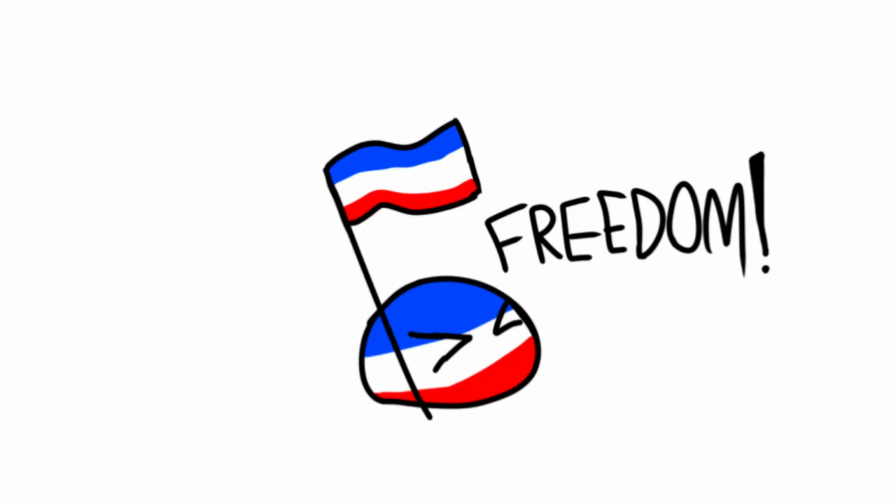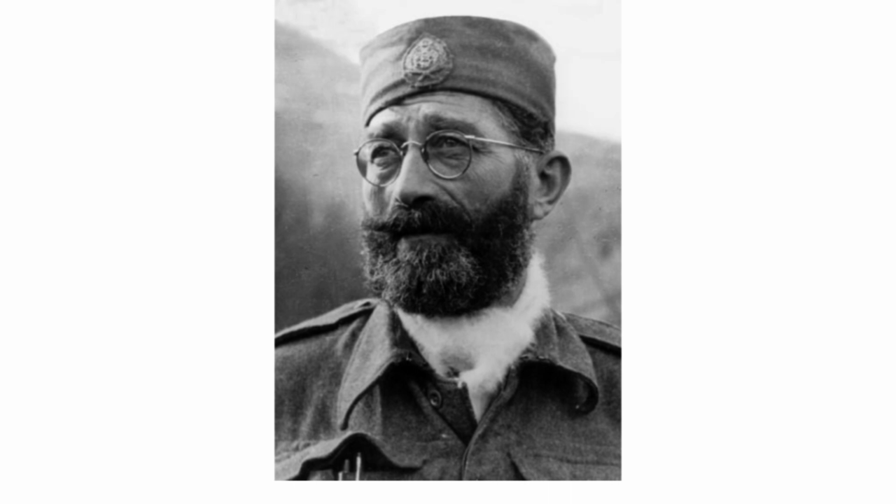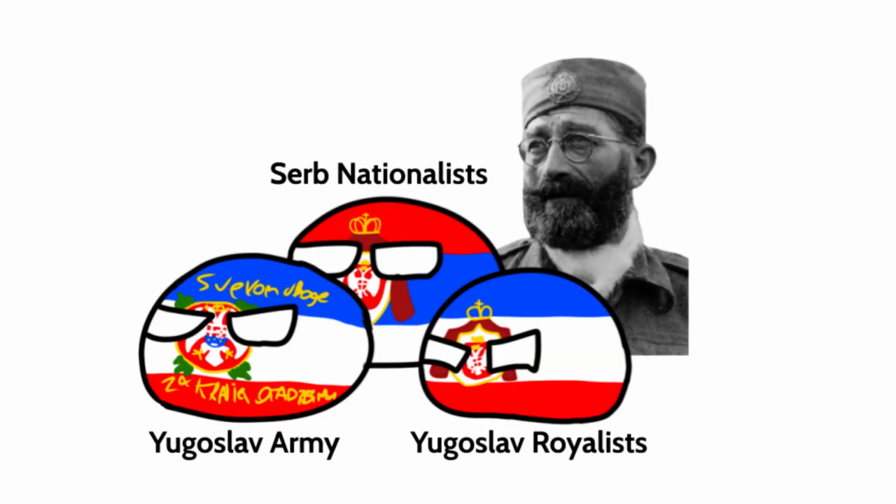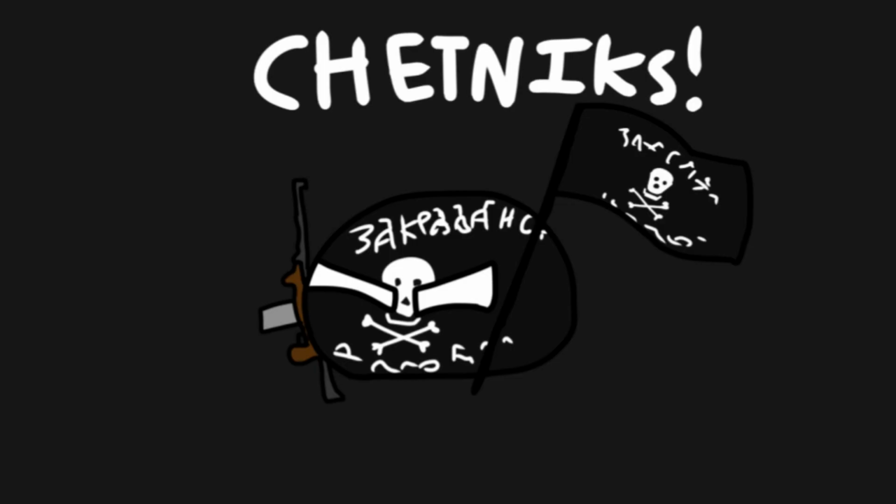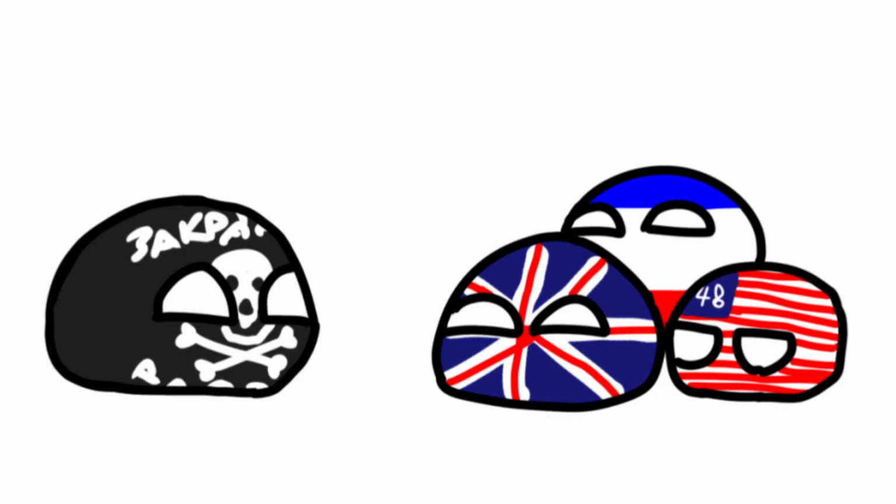From the get-go of the Nazi occupation of Yugoslavia, resistance movements rose. A man named Draza Mihailovic rose up with remnants of the Royal Yugoslav Army, Serbian nationalists, and royalists, and began a campaign of guerrilla warfare. They were known as the Chetniks. The Chetniks were supported by the Allies, and the Yugoslav government in exile. But the Chetniks weren't alone.